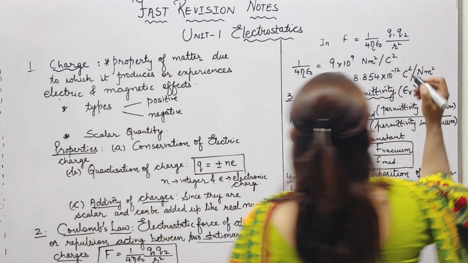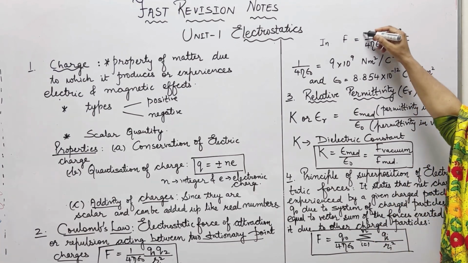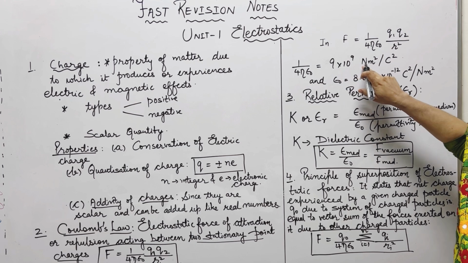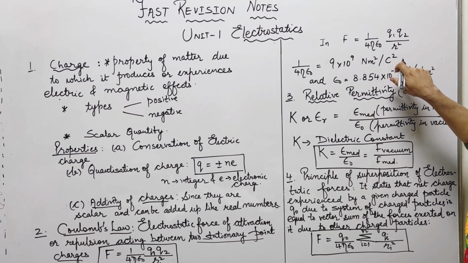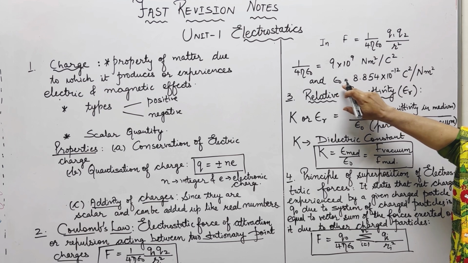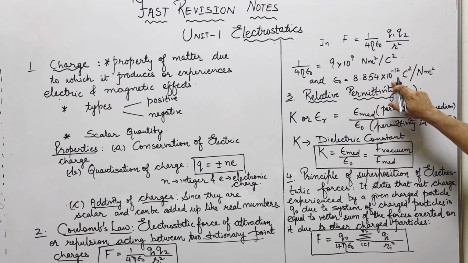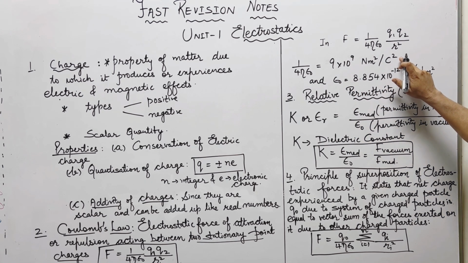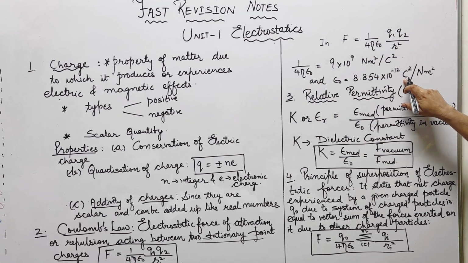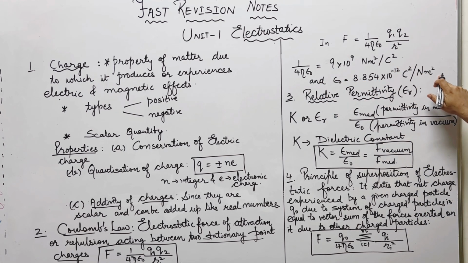In this, the constant 1 by 4 pi epsilon naught has the value 9 into 10 power 9, and the unit is Newton meter square per coulomb square. Epsilon naught is the permittivity in vacuum, and the value is 8.854 into 10 power minus 12, and since it lies in the denominator, the unit gets reversed: coulomb square per Newton per meter square.